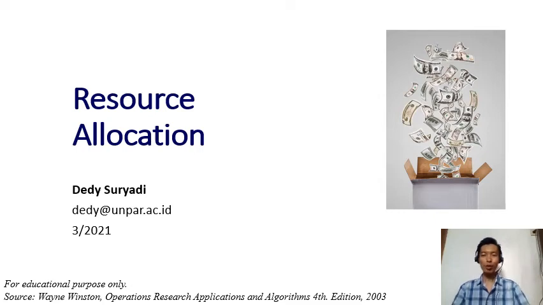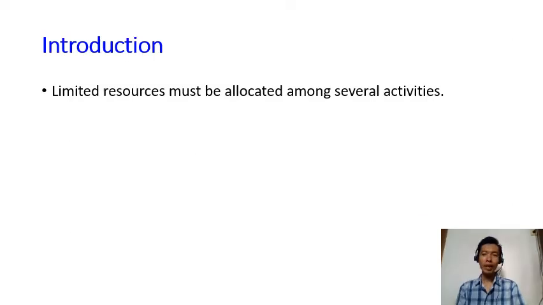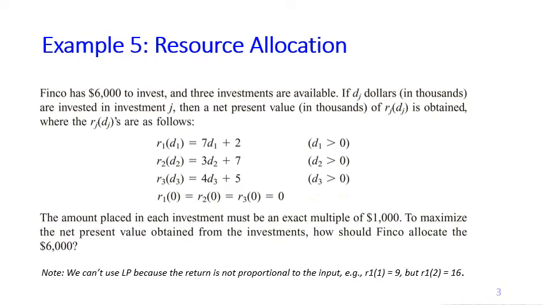In this video, we're going to look at another type of problem that we may solve using dynamic programming. It is called the resource allocation problem. The main characteristic of the problem is that we have a limited amount of resources that we must allocate among several activities. For example, in this problem, we have $6,000 to invest, and if we invest $DJ in investment J, then we will get the return, which is a function of RJDJ, and the functions are shown like this.